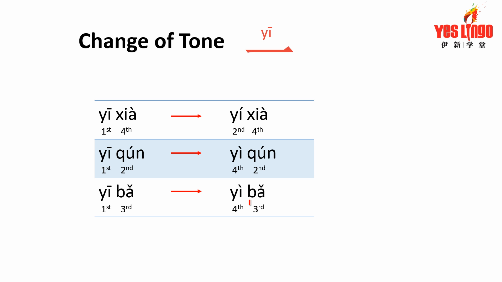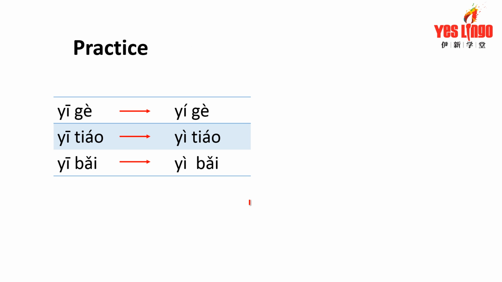Okay, so now that you know these rules, let's do some of these practice together. 一个. So this is first tone and fourth tone, so you know that yi will change into the second tone. It turns into 一个, 一个. 一条. It's first tone and second tone, so the first tone will change into a fourth tone and becomes 一条, 一条. For the final one, it's 一百, 一百. So when it's first tone and third tone, the first tone will turn into this fourth tone and it becomes 一百, 一百.